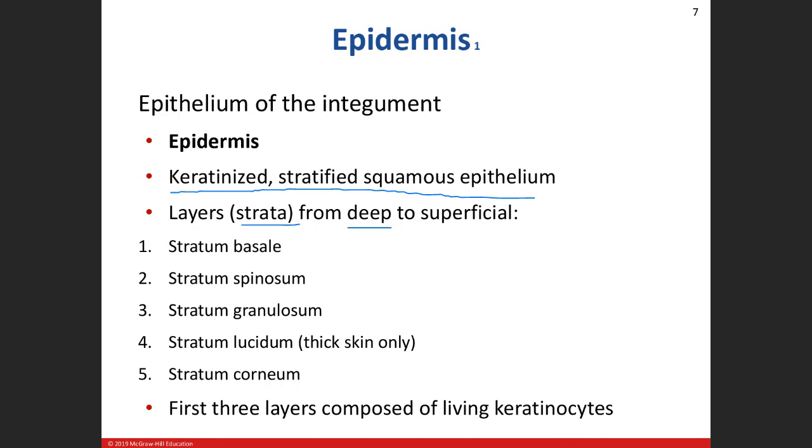If we start with the deepest layer, that's number 1, the Stratum Basale. Think of B, basal, bottom. Bottommost layer. It's only 1 cell layer thick. Then we have the Stratum Spinosum. And then the 3rd layer is the Stratum Granulosum. Now the 4th one that you see there, the Stratum Lucidum, we only see that in thick skin.